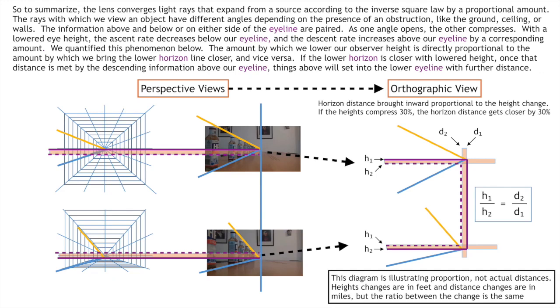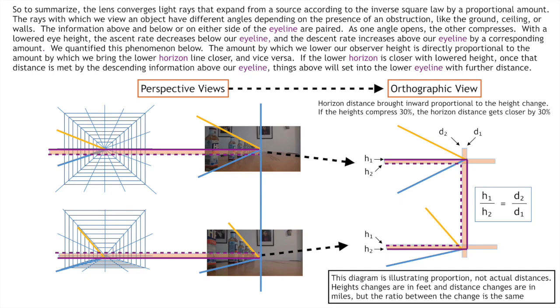So to summarize, the lens converges light rays that expand from a source according to the inverse square law by a proportional amount. So the light expands out toward us exponentially, and it is then converged behind our retina to a focal point and inverted along the back of our retina and sent to our brains to reconstruct the image in a linear fashion. The rays with which we view an object have different angles depending on the presence of an obstruction like the ground, ceiling, or walls.